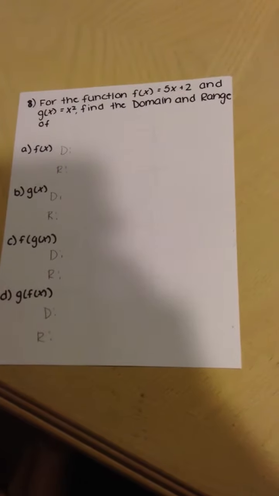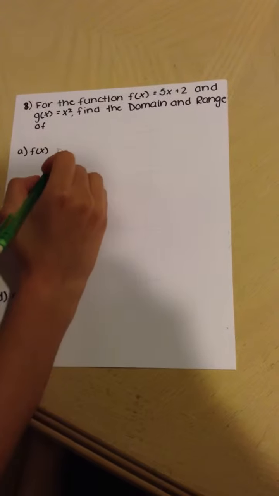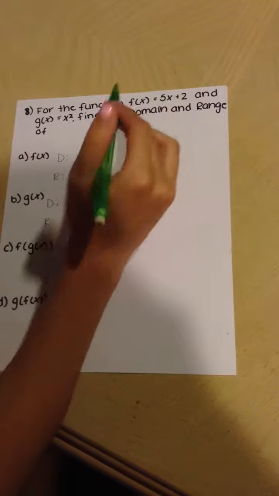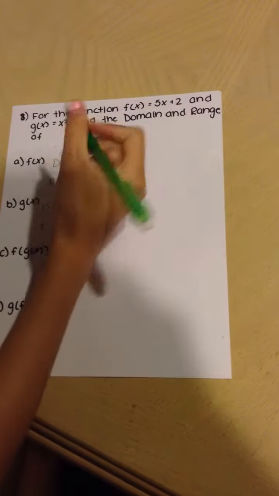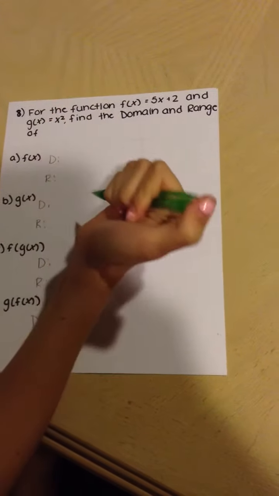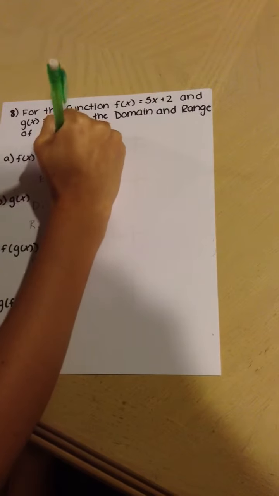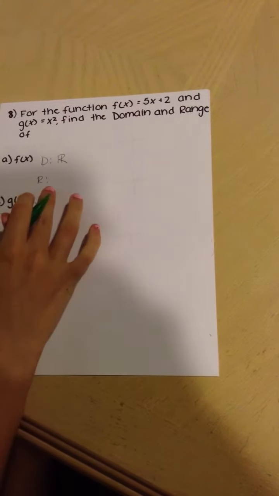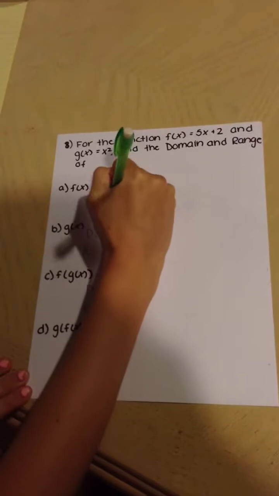So we're going to do some more composites. So for f of x, the domain, since this is just a line, is going to be all reals. The range, it's a line, so that's also going to be all reals.